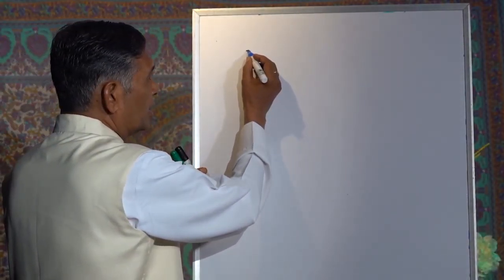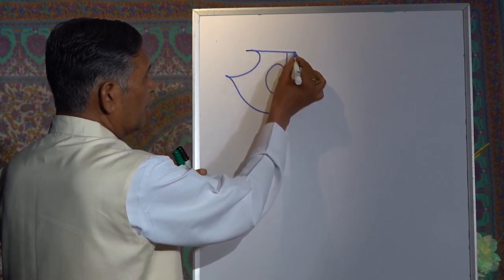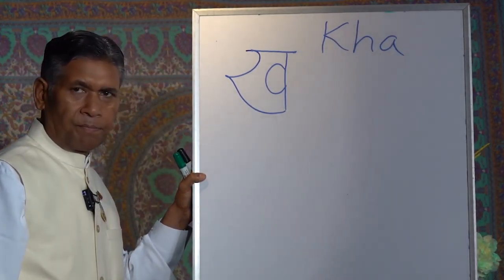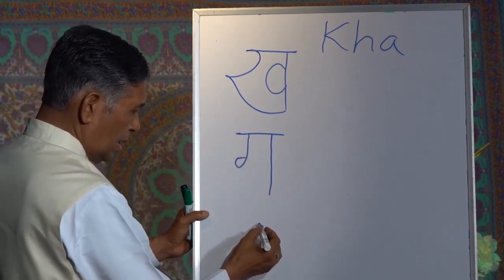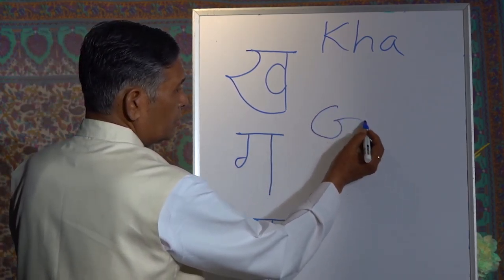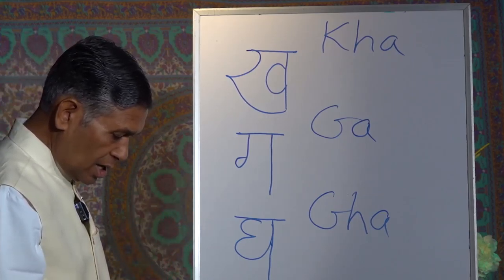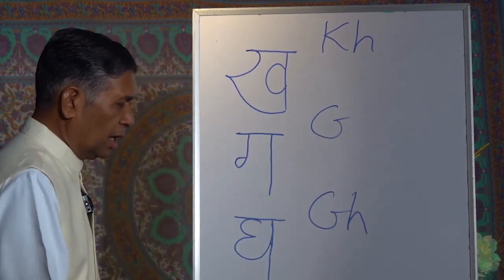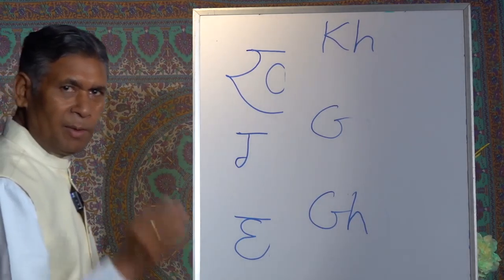One thing I have told you: where there is a stroke in the letter, remove the stroke and the letter will be half. For example, this is letter K, the third one is G. If you want to write kh, g, or gh, remove the stroke, and they will be half, short form.